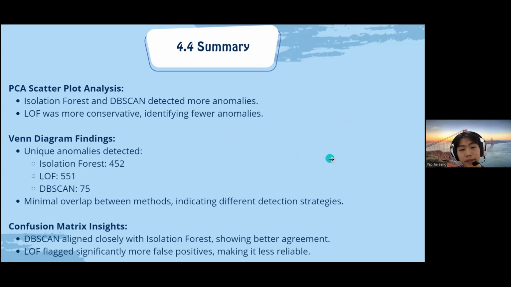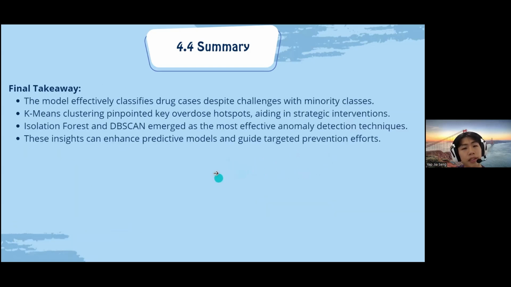For the confusion matrix, we get some insight: DBSCAN aligns closely with Isolation Forest, showing better agreement. LOF flags significantly more false positives, making it less reliable. And the final key takeaways: the model effectively classified the drug cases despite challenges with minority classes. K-means clustering pinpointed the key overdose hotspots, aiding strategic intervention. Isolation Forest and DBSCAN emerge as the most effective anomaly detection techniques, and this insight can help us enhance the predictive model and guide targeted prevention efforts.